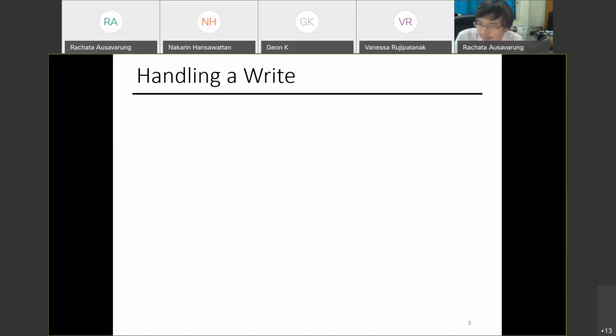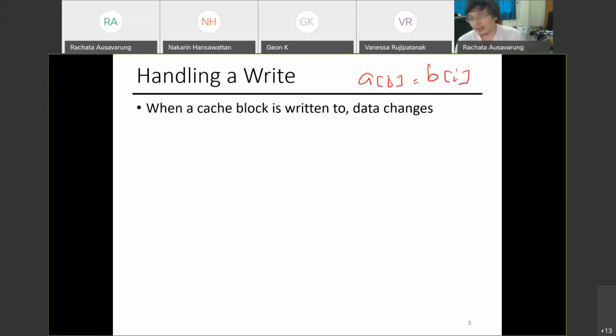So let's say I write something like this: A[i] equals B[i], right? What am I reading from and what am I writing to? I'm reading from B[i]. I read the data of B[i], and I write that data into A[i]. There's a difference here. B[i] got read, and then I write that data into A[i]. So when you do writes, the data actually changes.